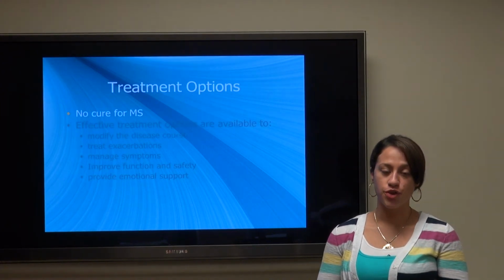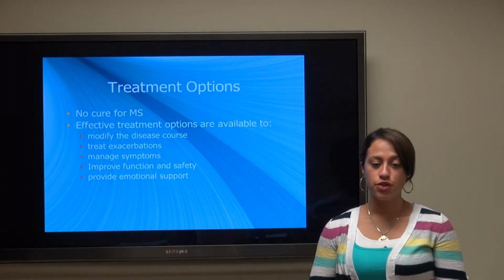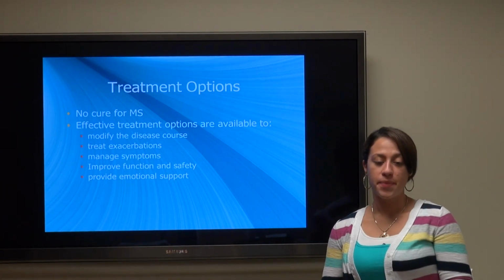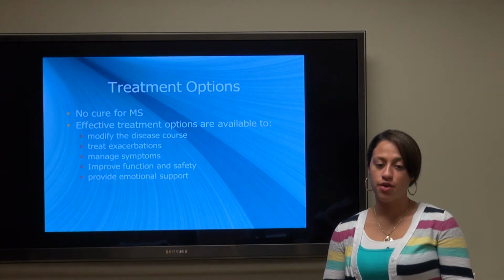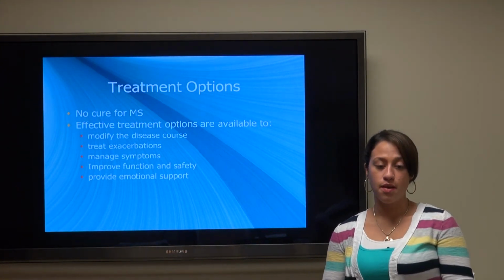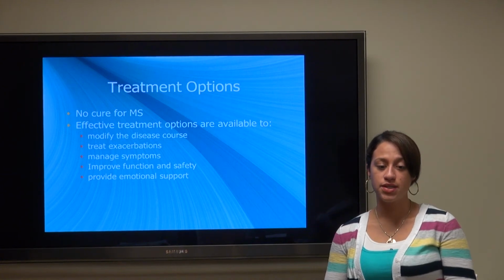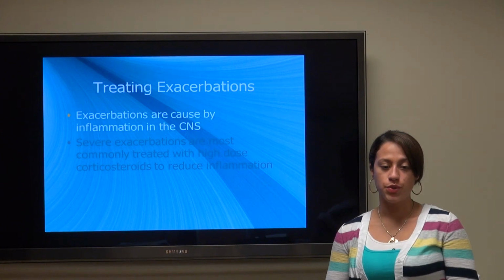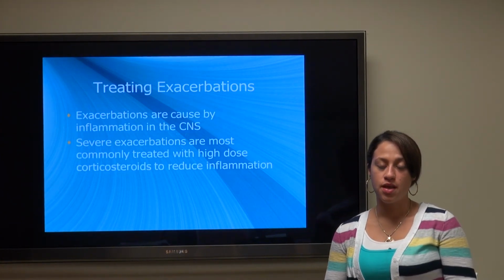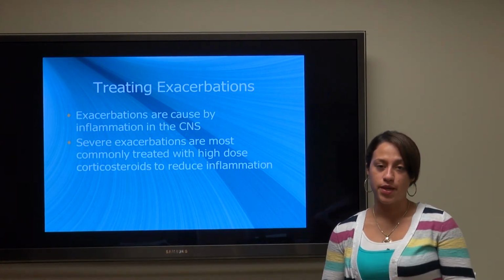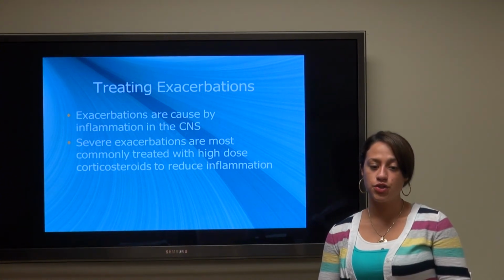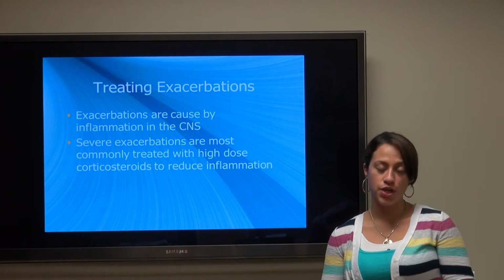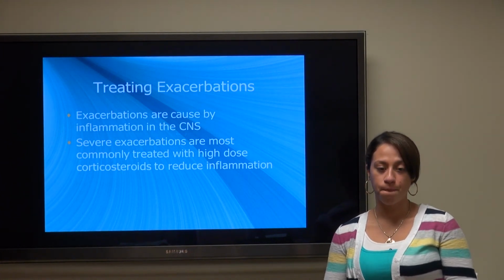So what are some of the treatment options for these patients? There is currently no cure for MS, but there are effective treatment options that are available to help modify the disease course, treat exacerbations, manage symptoms, improve function and safety, and also provide emotional support. So in terms of treating exacerbations, these exacerbations are caused by inflammation in the central nervous system. Severe exacerbations are most commonly treated with high-dose corticosteroids, which help to reduce inflammation.